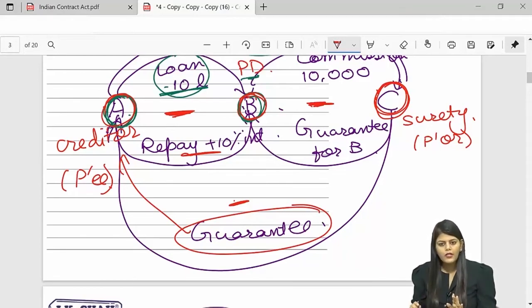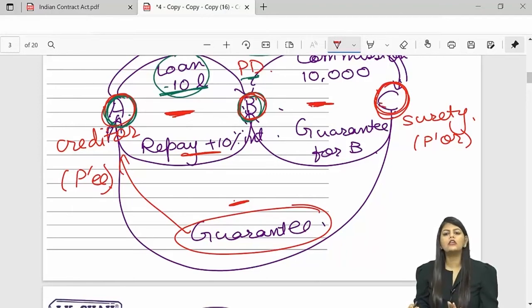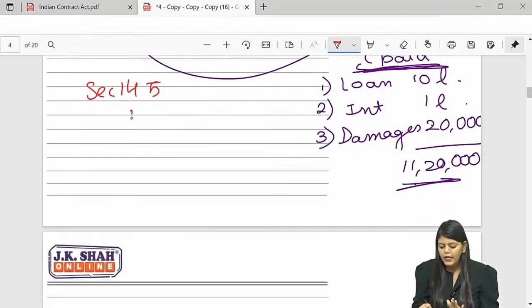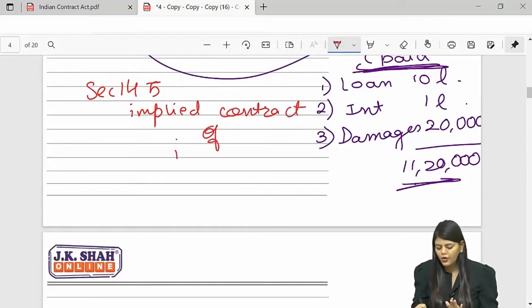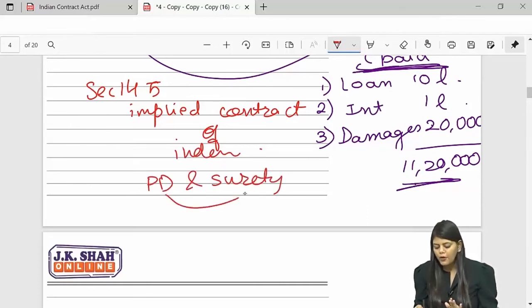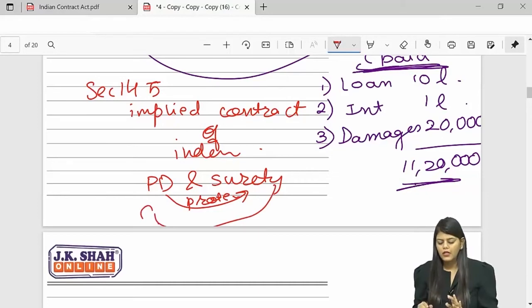So bacha, if you understand, B is indemnifying C so that C gives a guarantee for B. So there is an implied contract of indemnity. Implied, it's understood. Implied contract of indemnity between the principal debtor and the surety, where PD protects the surety so that the surety gives a guarantee for PD. That is your section 145.